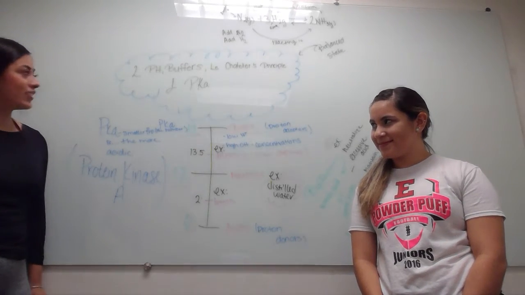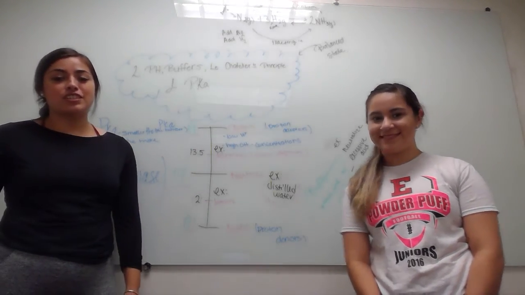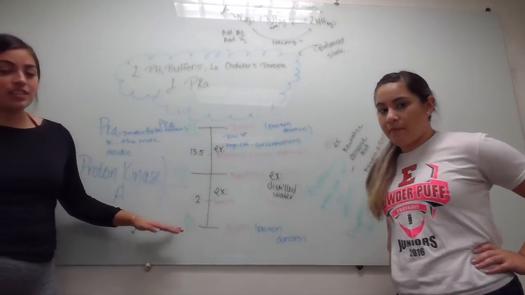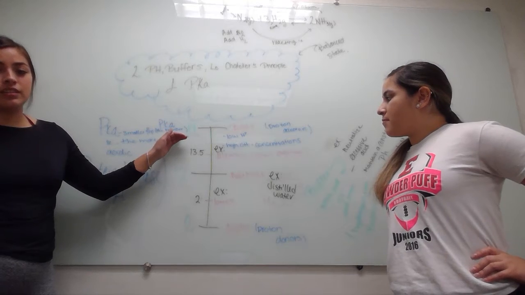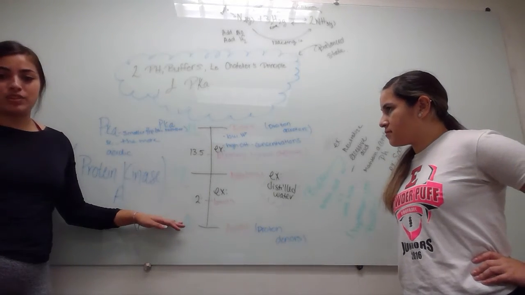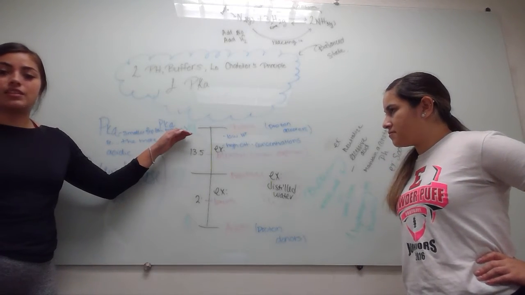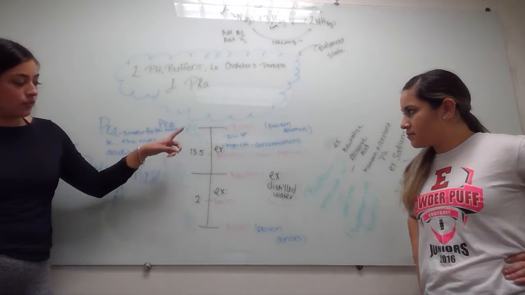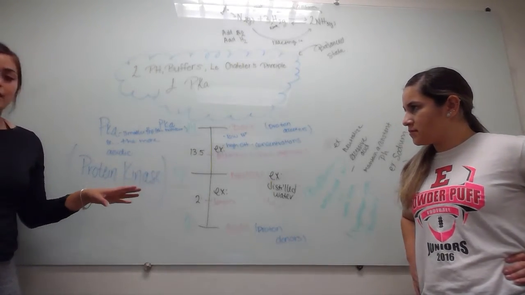pH stands for potential hydrogen. Right here we have the pH scale. It starts at 0 and ends at 14. 0 means more acidic, 14 is considered a base, and 7 is neutral. We listed some examples of an acid and a base.